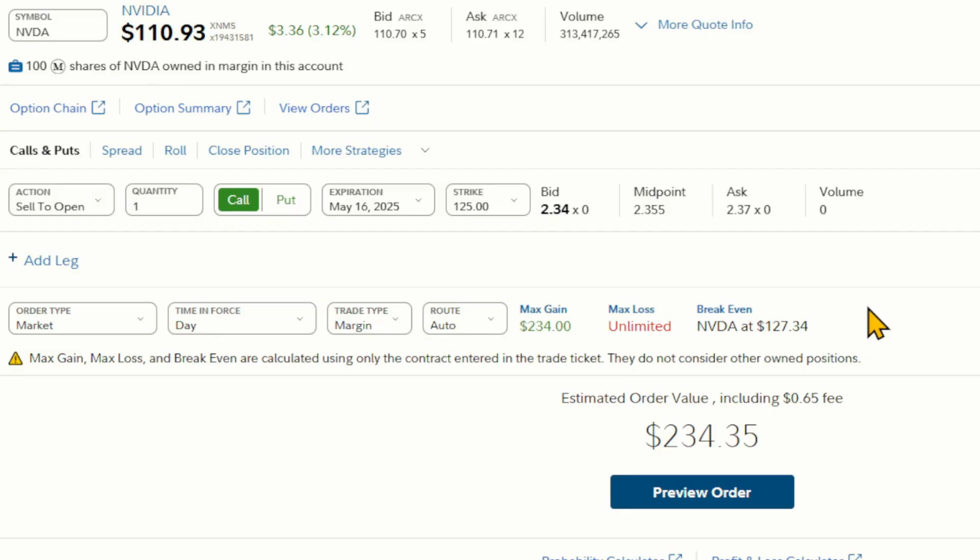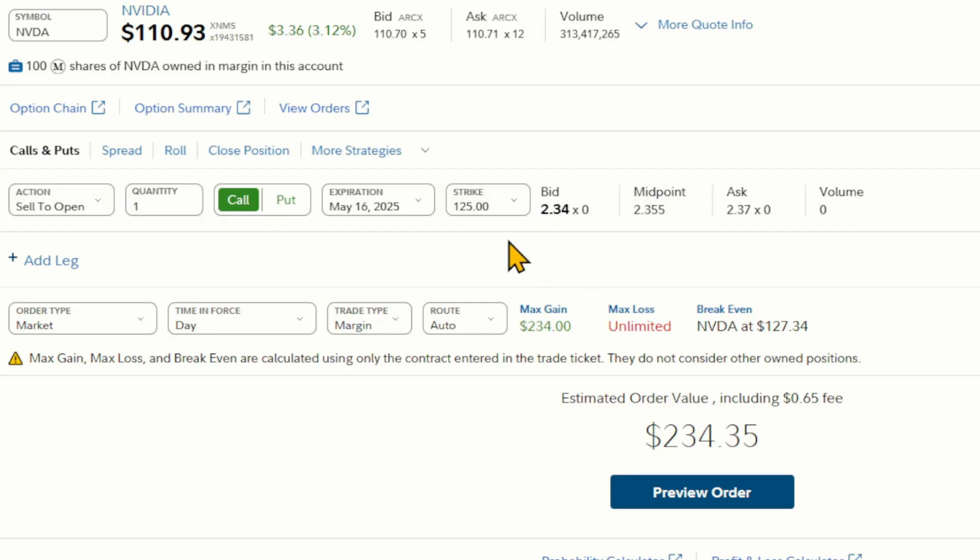So now let's talk about a real world scenario here, a couple of different things that could happen. We're selling to open one call contract May 16th. Let's say 2 weeks into this trade, I don't know, let's say NVIDIA goes to $80 a share. It drops significantly. What's the value of this option? The value of this option would be $20, $30, something like that. You collected $234. Maybe you can buy to close. It would cost you $34. You walk away, you buy to close, you keep $200. 2 weeks into this one monthly option trade, right?